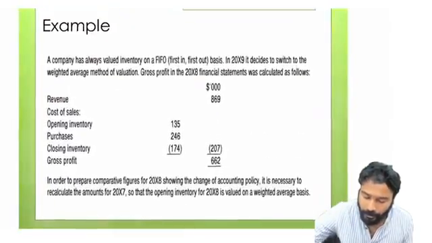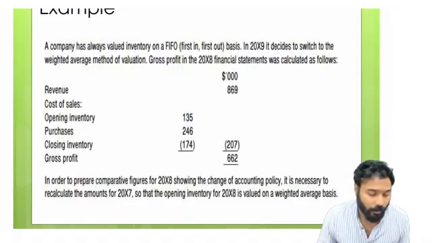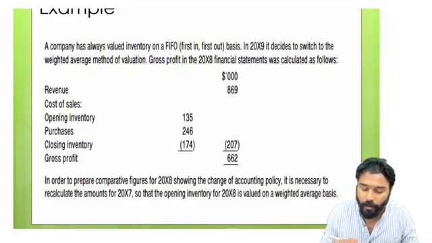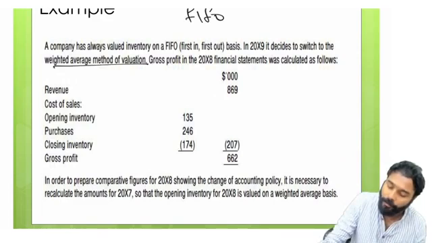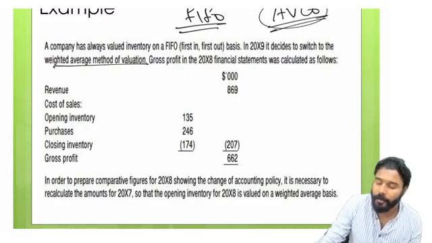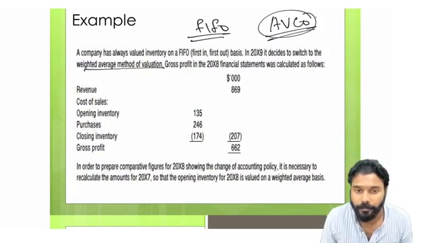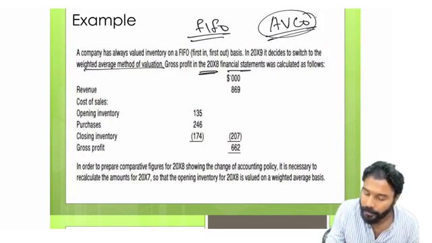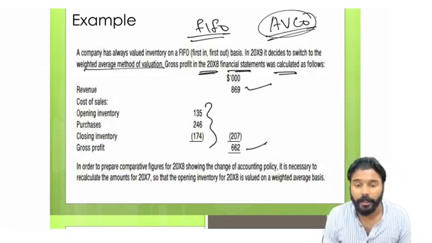One example we can see here is a company that valued inventory on a FIFO basis in 2009. In 2009 it decided to switch to weighted average valuation. So earlier they were following FIFO, and now they have shifted to the weighted average cost model to value the inventory. The gross profit in the 2008 financial statements was calculated as follows: revenue, cost of sales, everything is calculated.